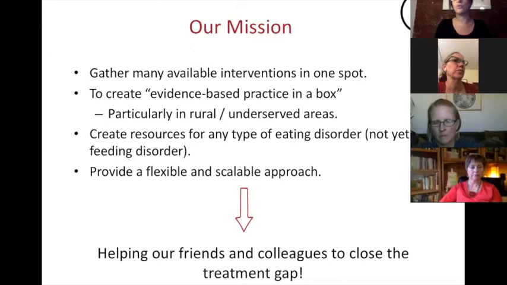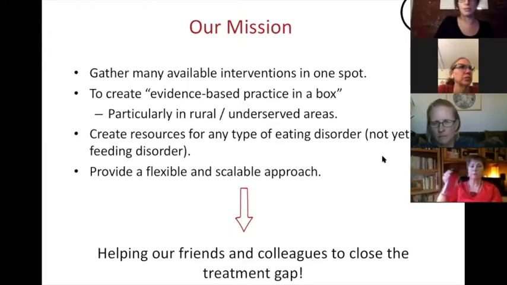For those of you who might know her, J.D. Ouellette calls this evidence-based practice in a box, which I really like. So the idea is that a clinician in a rural area who might not have access to trainings and treatments and that kind of thing might be able to pick the book up, read it, read about some interventions, and hopefully start using them to some extent.